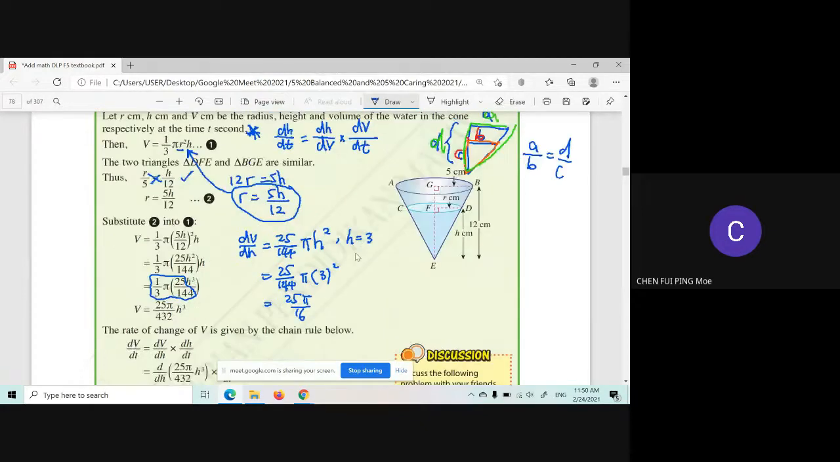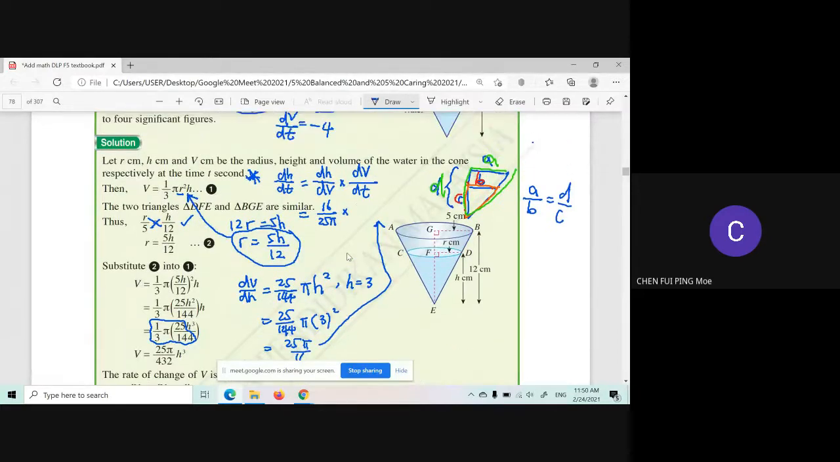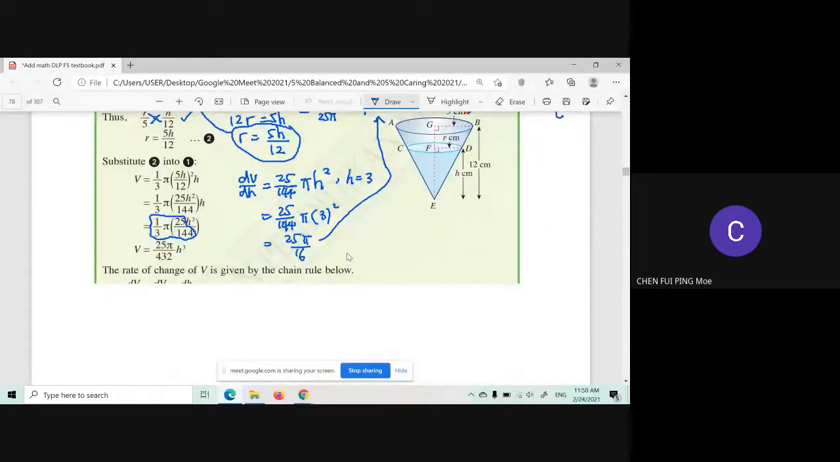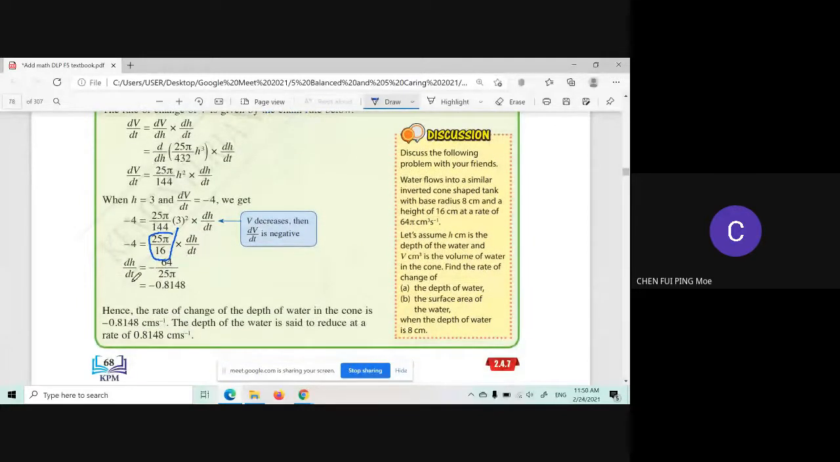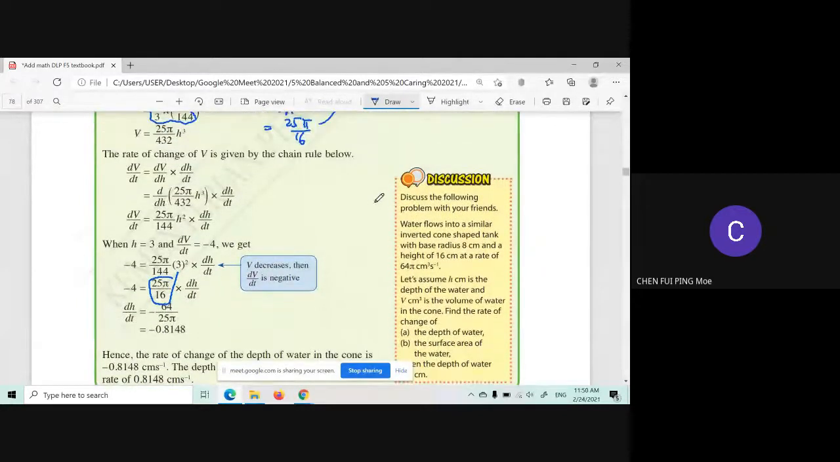So after getting this, you substitute, put inside here. So you want dh/dV, but here is dV/dh. So you just invert it. So you will have 16 over 25 pi. So multiply. dV/dh is negative 4 just now, right? So key in calculator, you will get this answer. Negative 0.8148. Can understand so far?